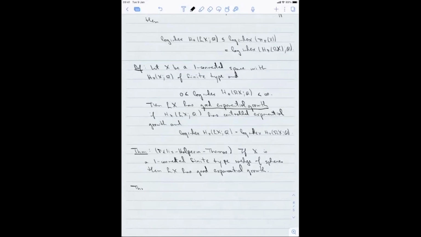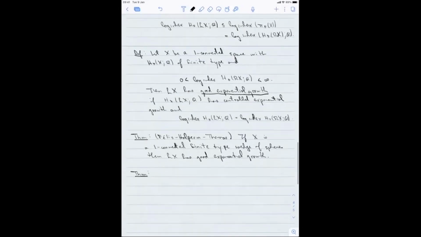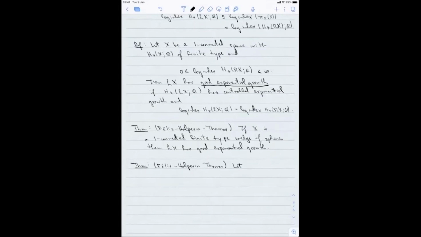And they proved another theorem, which is more of, let's say, a structural theorem. Suppose you have a fibration where all spaces are one-connected, and have rational homology of finite type.